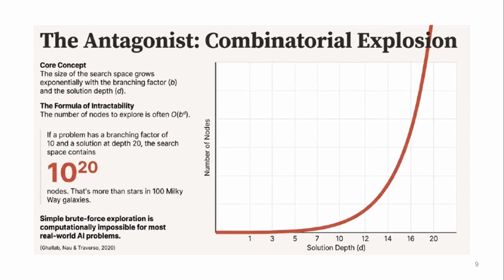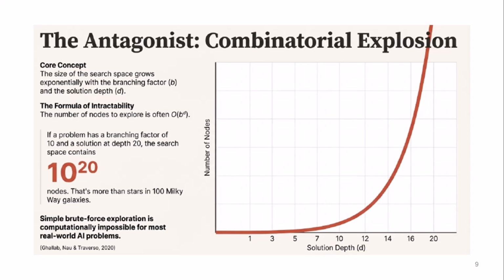Now here is the biggest enemy in classical AI: combinatorial explosion. The core concept entails that the size of the search space grows exponentially with the complexity of the problem. For the formula, the number of nodes an algorithm might have to explore is roughly O(b^d), where b is the branching factor, that is the average number of actions from any state, and d is the solution depth, that is how many steps it takes to reach the goal.